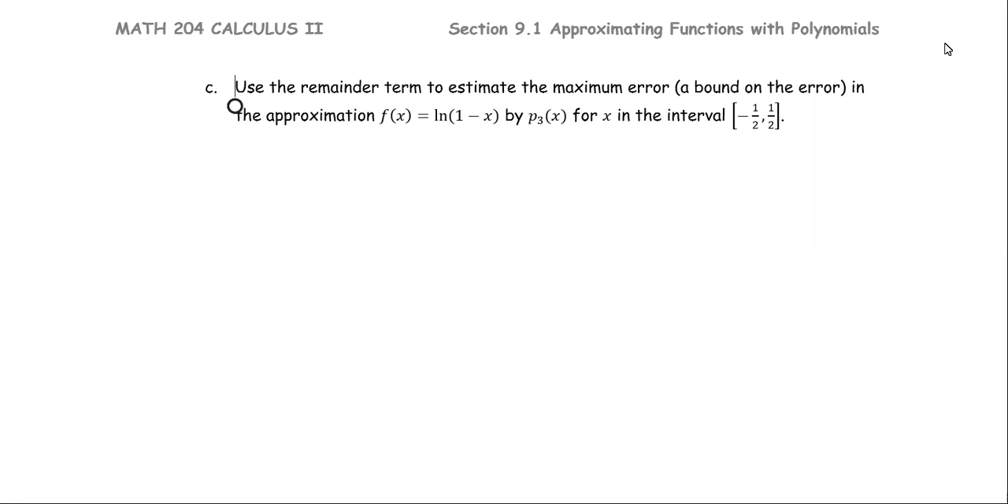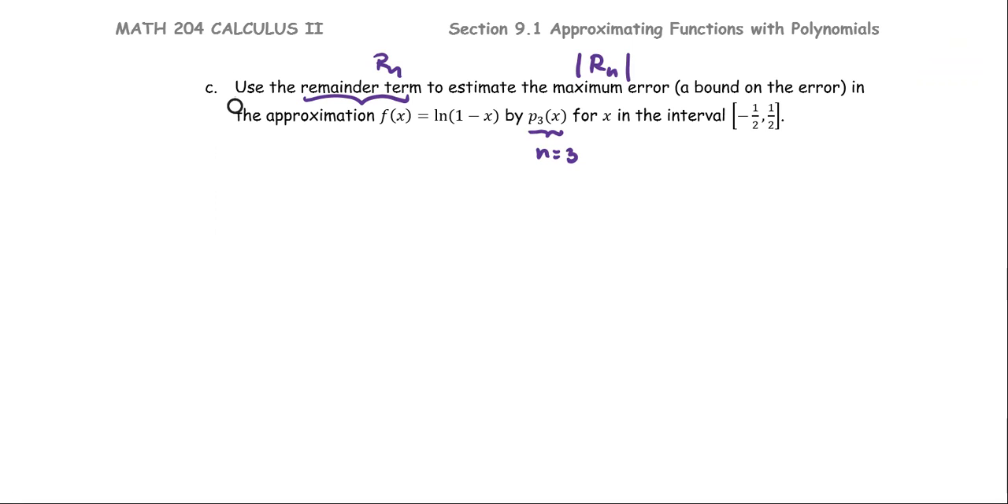Part C, use the remainder term, which is Rn, to estimate the maximum error, which is the absolute value of the Rn, as a bound on the error in the approximation of the function f of x equals natural log of 1 minus x by P3 of x, which is the Taylor polynomial with n equals 3, in the interval -1/2 and 1/2.